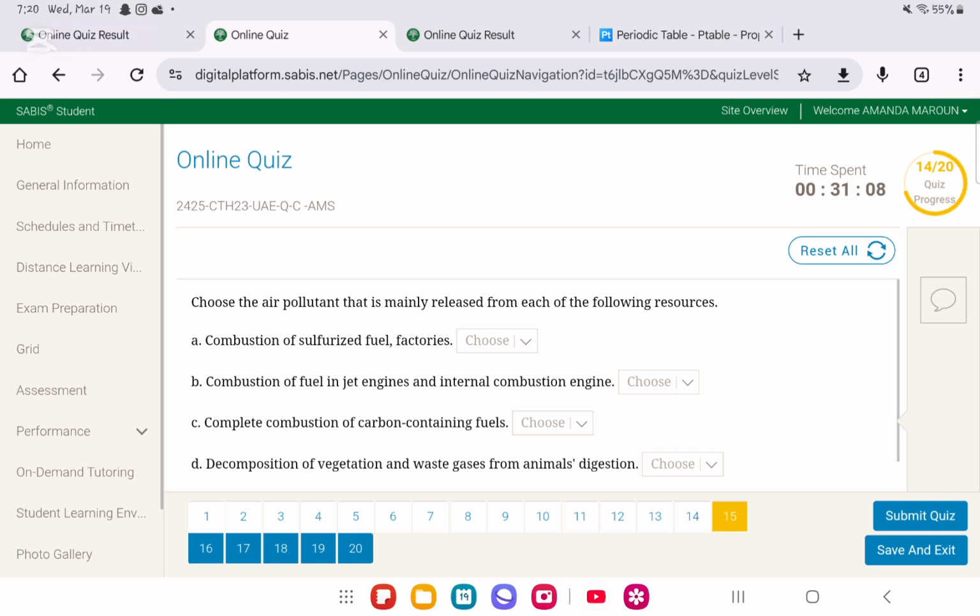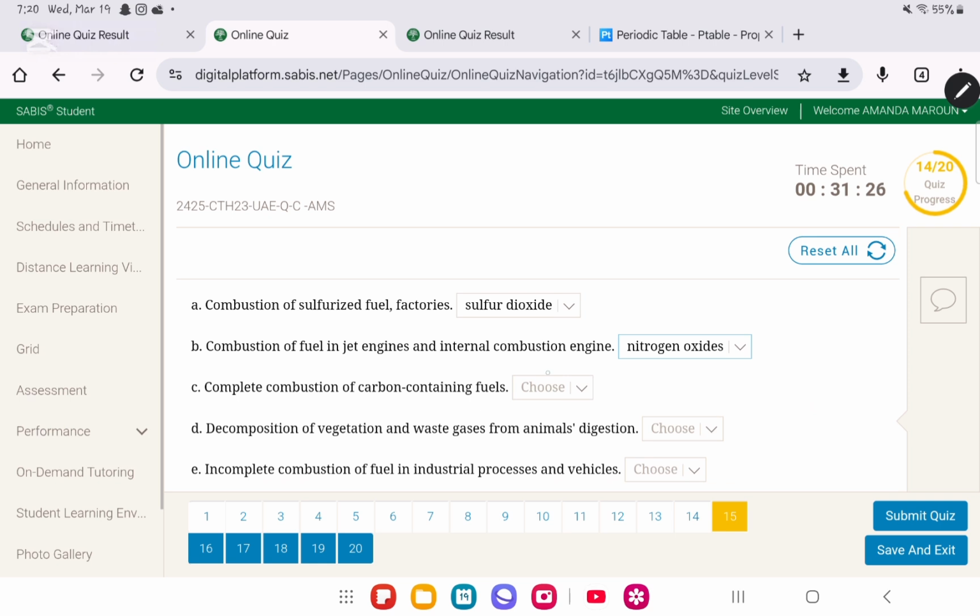Choose the air pollutant that is mainly released from each of the following resources. So, sulfurized fuel, remember keywords, sulfurized fuel, directly to sulfur dioxide. When you see jet engines and internal combustion, this is directly nitrogen oxides. Combustion of carbon-containing fuels, this is carbon dioxide. When you have decomposition of vegetation and waste gases from animals' digestion, especially cows, this is methane. And finally, the incomplete combustion of fuel, this is carbon monoxide.